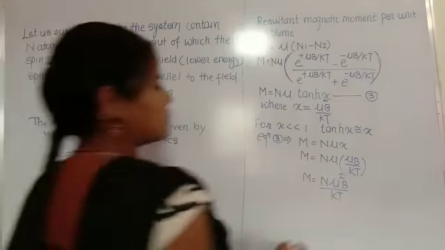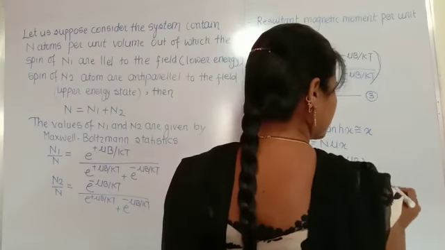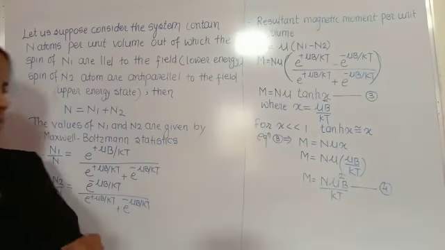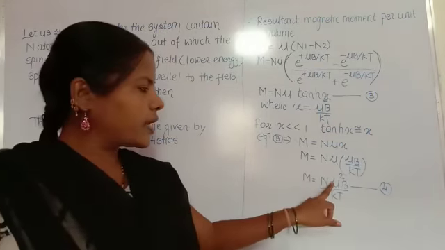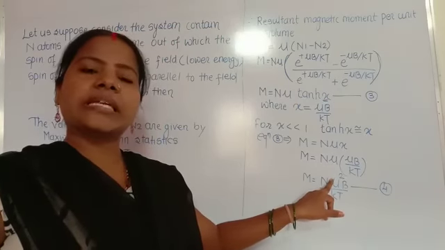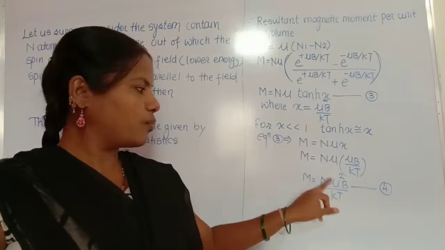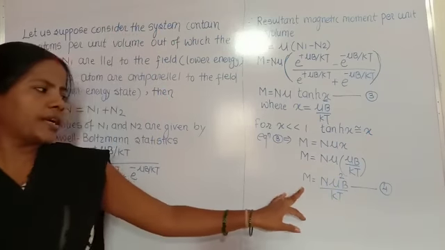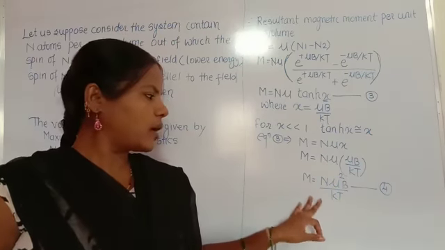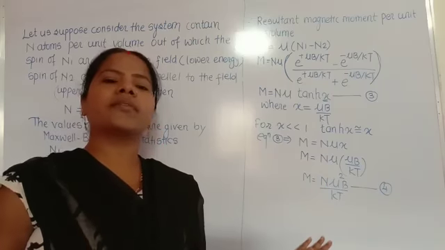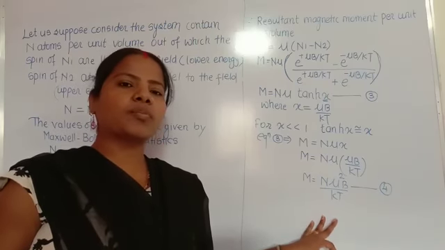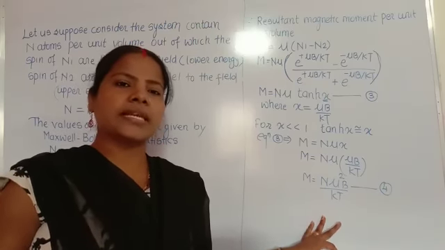So this is equation number 4. After that we put the value of mu, that is g_J m_J mu_B. So this is the value of mu after calculating. We write the value of mu, and after that calculation we get another value of M. This topic will be continued in the next class. Thank you.